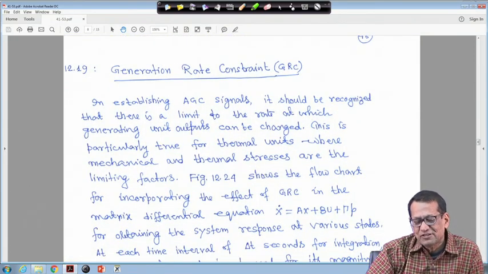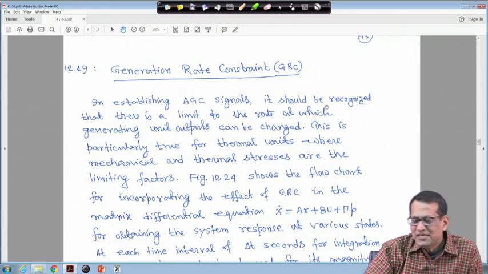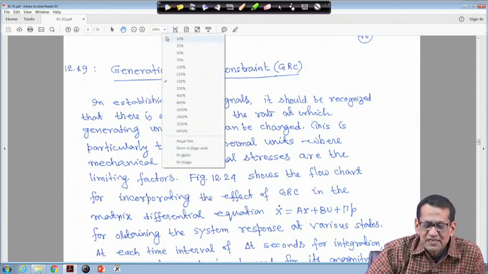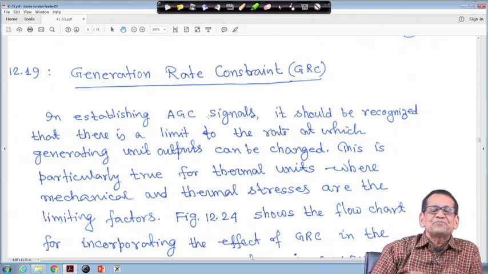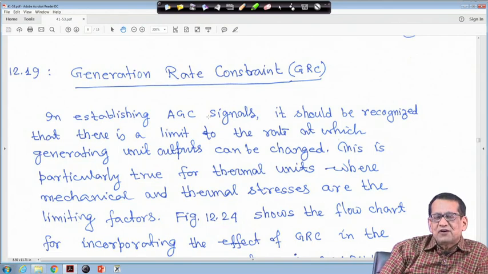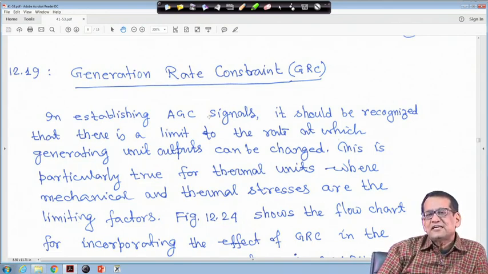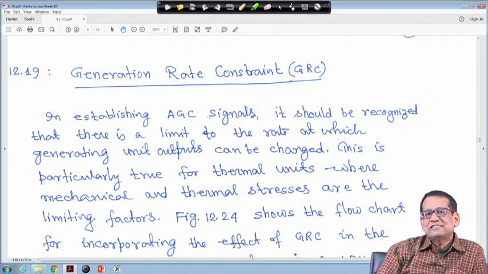Next is the generation rate constant. Every generating unit has some limit to generate power. Suppose that load demand suddenly increased to 20 megawatt. The generator cannot generate that 20 megawatt power immediately, right. It has some limitation, it takes some time. Similarly, every generating unit has some rate limit, and accordingly the power generation will chase the load.